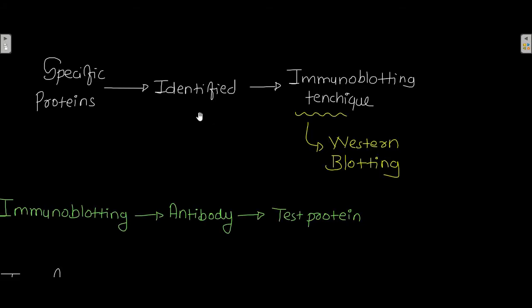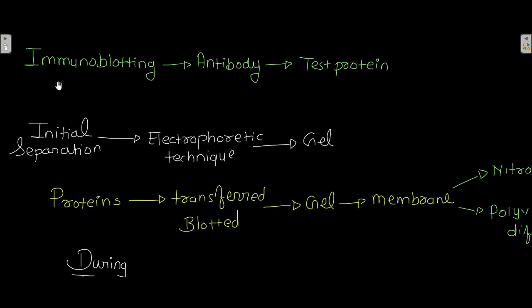But if you want to identify a specific protein, then you must use the immunoblotting technique, which is also referred to as Western blotting. Specific proteins are identified by this technique. Now this technique, immunoblotting, requires an antibody against the test protein.